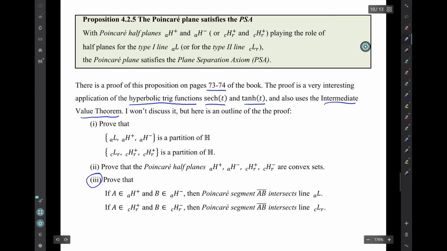And finally, proof part III would be to prove that if A were in one of the Poincaré type 1 half planes with a plus, and B were in the associated Poincaré type 1 half plane with a minus, then Poincaré segment AB intersects that type 1 line. And similarly, show that if A is in one of those Poincaré type 2 half planes with a plus, and B is in the associated Poincaré type 2 half plane with a minus, then the Poincaré segment AB will intersect that Poincaré type 2 line.